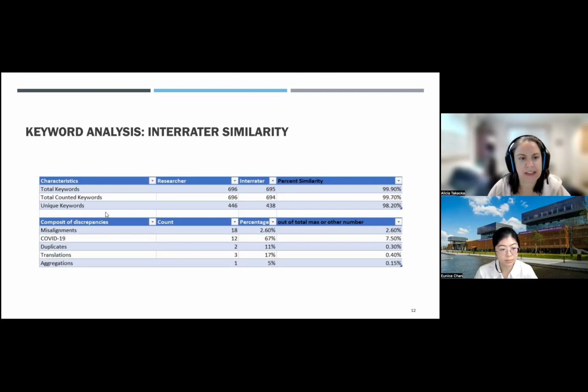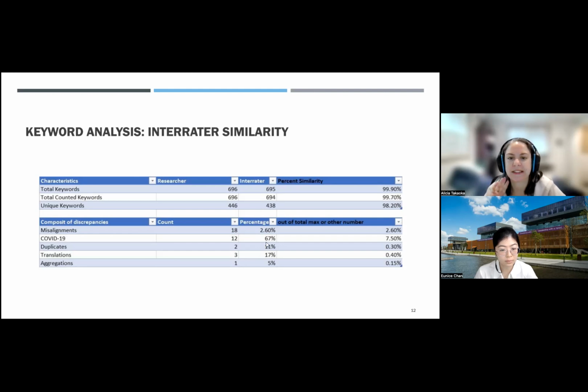So let's talk about these misalignments. Just to give you a composite of our discrepancies, we had a total of 18 misalignments. This is only 2.6% of the entire keyword data set. Of those, we had a misalignment of 12 that were identified as COVID-19. Again, that's out of 146. There's a discrepancy of 12. So what we did was we changed SARS-CoV-2 and COVID-19 and coronavirus 19 all to align, and just some of those didn't match up.